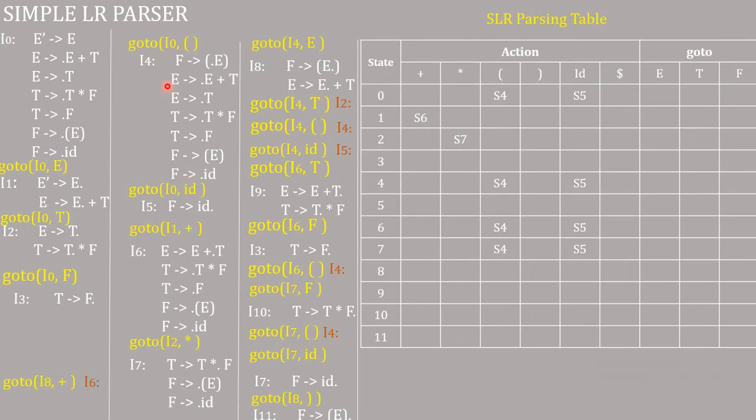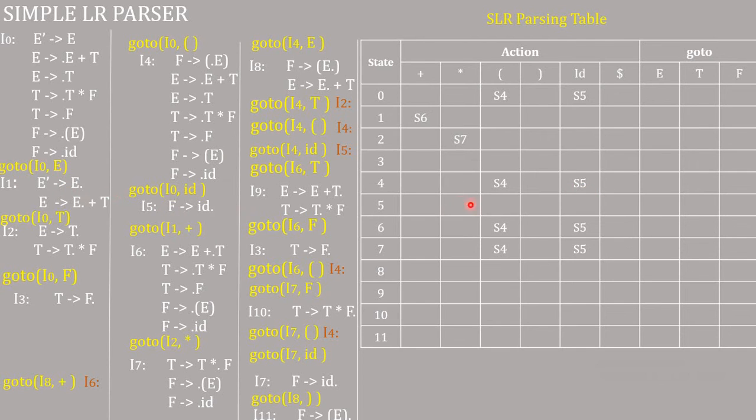Then again you have to look for other productions. So here you have dot followed by a terminal. So for state 4 and for ID column, you have to apply shift operation. So what type of shift are you going to apply? Go to of I4 comma ID. What is the result of go to of I4 comma ID? It is I5, right? That's why you are applying S5.